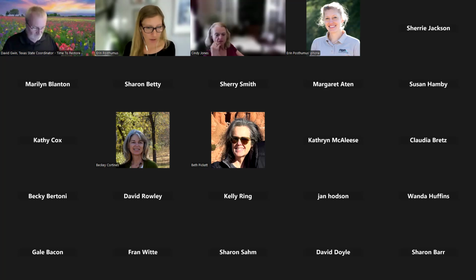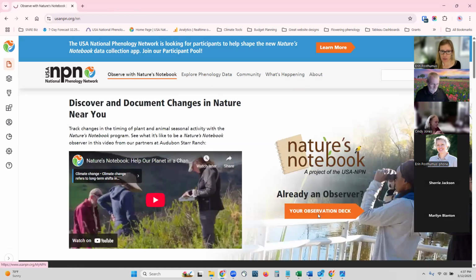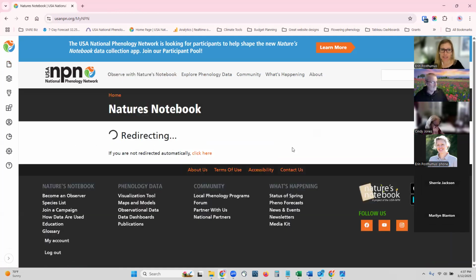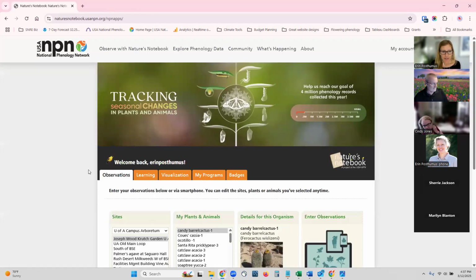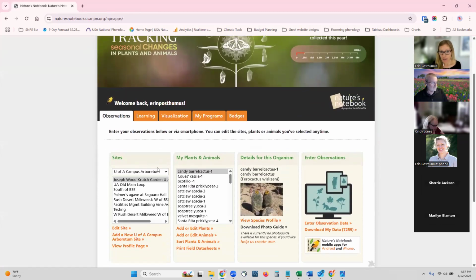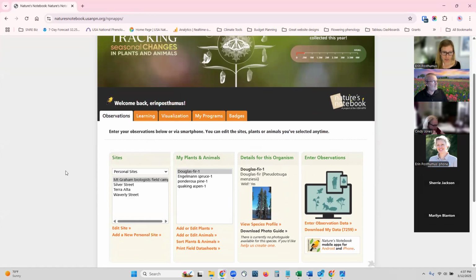So I did just want to share how you get to your observation deck. So let me do that. And we're just gonna check out a plant that I have registered already, and make sure we're all kind of on the same page with where we're starting here. So I am going into my observation deck. We covered how to get there in the previous webinar. And once I get here, you'll see I'm actually a member of quite a few local phenology programs, but what I'm going to be focused on today is a personal site.